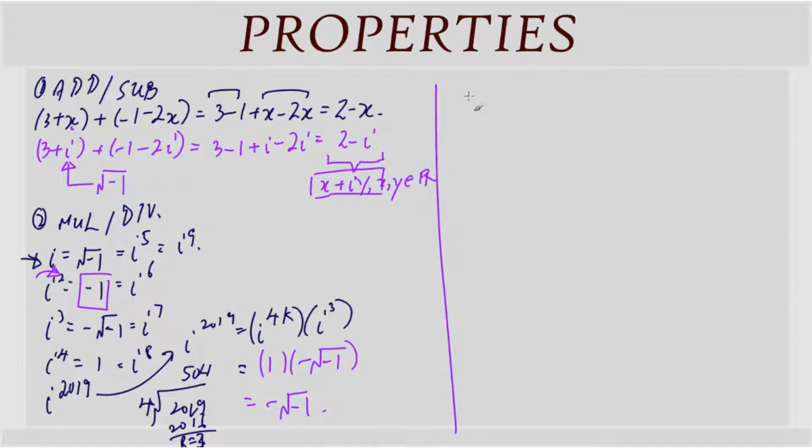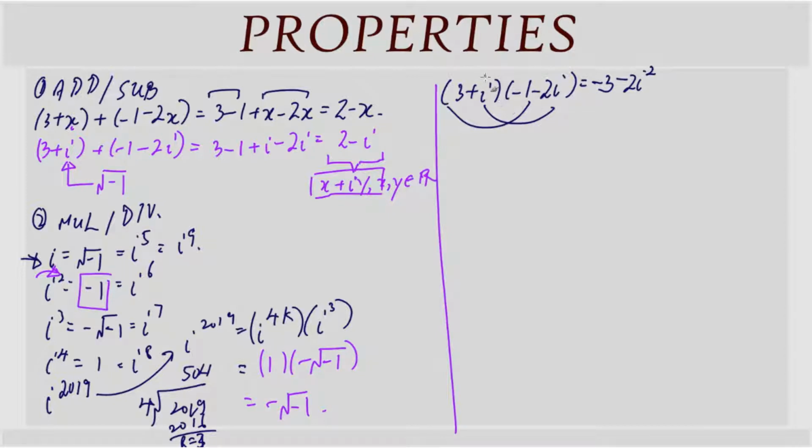Now for multiplication of, let's say, 3 plus i and negative 1 minus 2i again. The multiplication is the same as how you would do it for algebra, just that these values are now complex, so they're going to combine. So you need to take the real part first. 3 times negative 1 is equal to negative 3. i times negative 2i is equal to negative 2i squared.